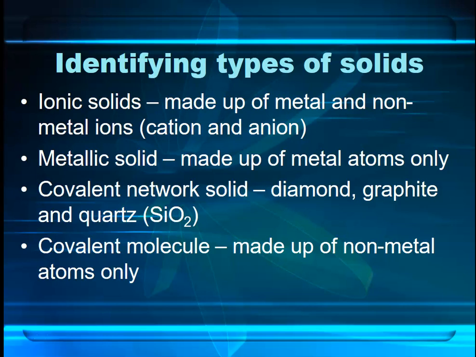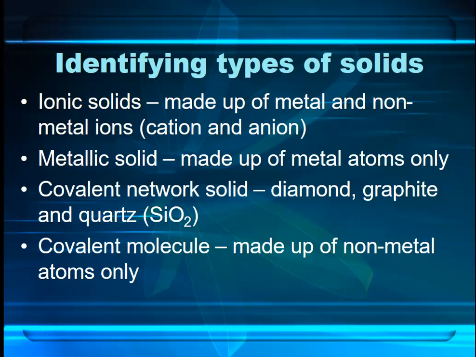And then molecules, or covalent molecules, all molecules have covalent bonding in them, I might add, are made up of non-metal atoms only. Okay, so ionic solids, metallic solids, covalent network solids, and molecules, right? All metals, all non-metals, or a mixture of both, depending on which way you're going. All right, so those are the 4 types of solids that we're going to deal with in this topic.